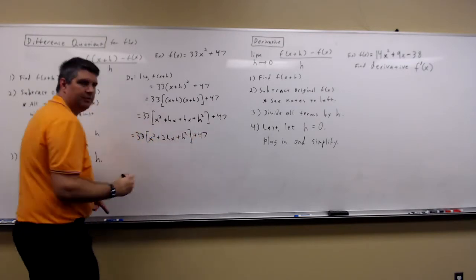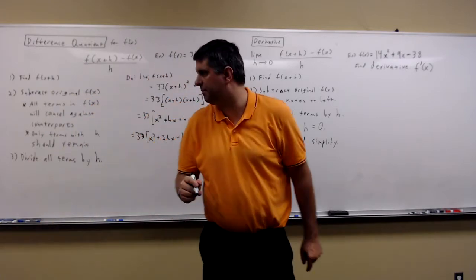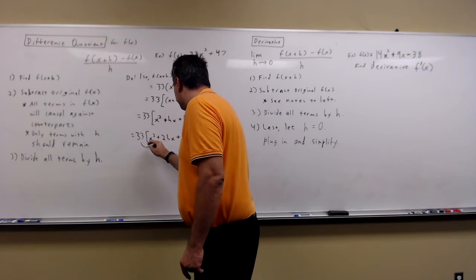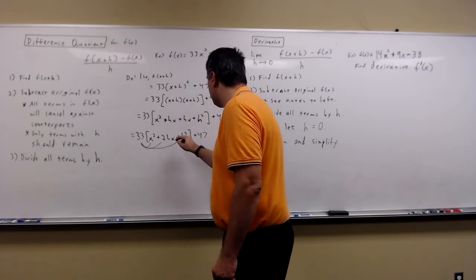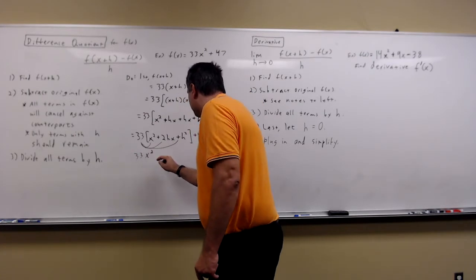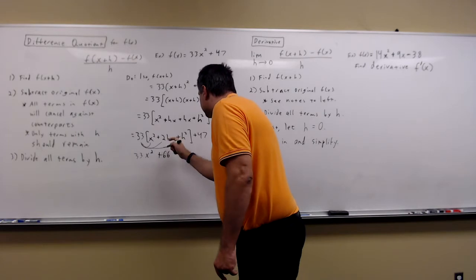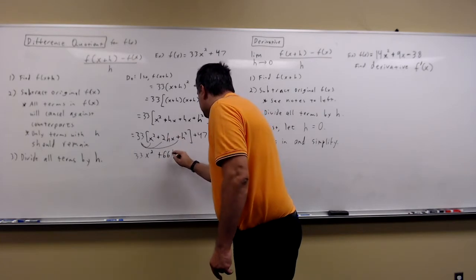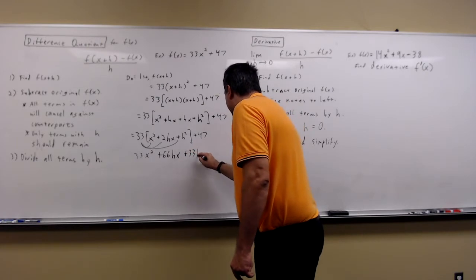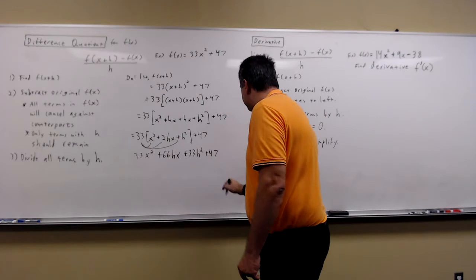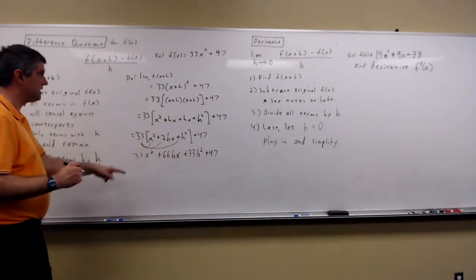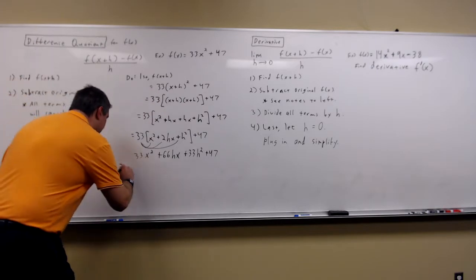plus 47. Then it becomes a distributive property situation. I'll write the 33 more legibly. Distribute, distribute, distribute. And we have 33x squared plus 66hx plus 33h squared plus 47. And that's finished.